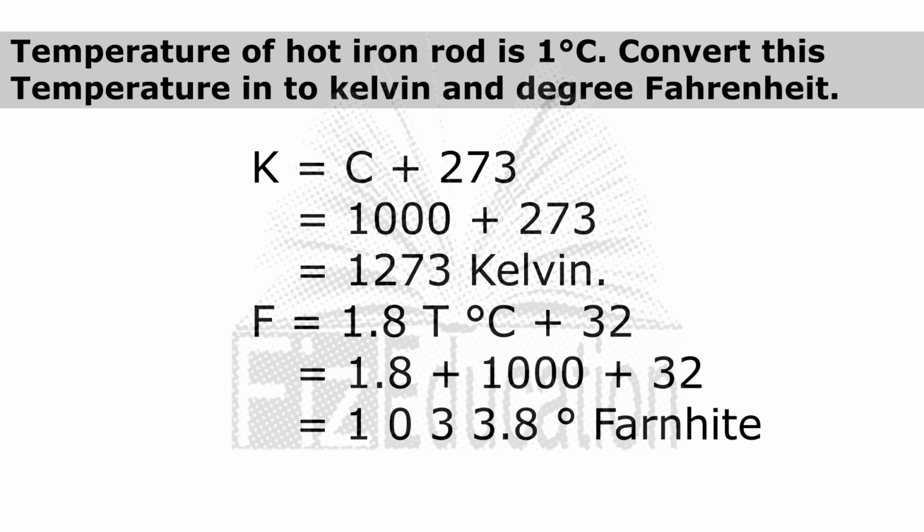The temperature of a hot iron rod is 1000 degrees Celsius. Convert this temperature into Kelvin and degrees Fahrenheit. K = C + 273 = 1000 + 273 = 1273 Kelvin. F = 1.8 × degrees Celsius + 32 = 1.8 × 1000 + 32 = 1832 degrees Fahrenheit.